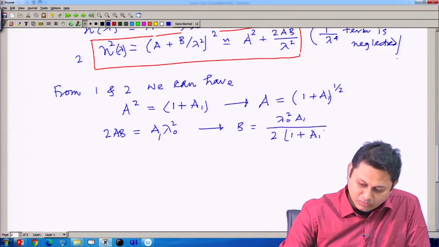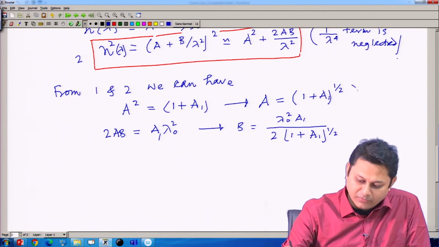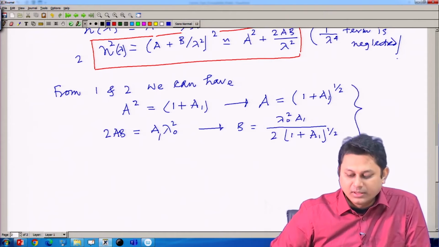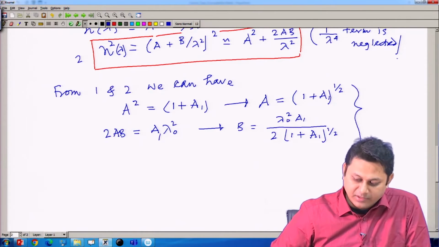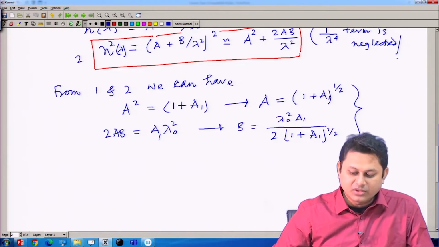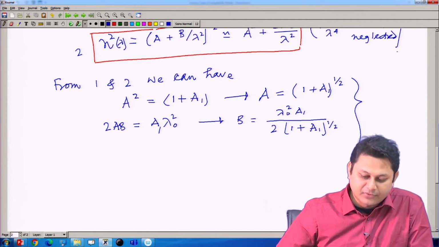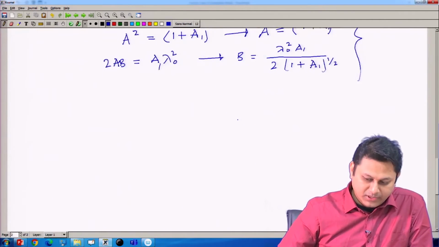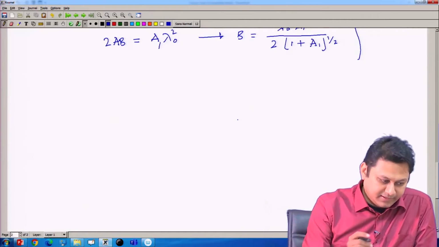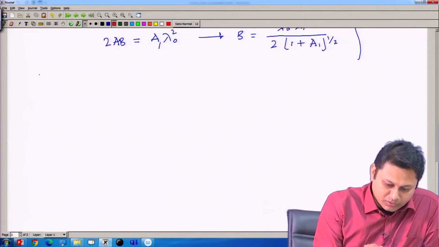So, this one. If I know the value of lambda 0 and A1, then I can correlate this lambda 0 and A1 with the Cauchy's constants A and B. So, this is a relationship between the Cauchy's constant and the constant that one can have from the Sellmeier equation. Well, after that, the next thing that we will do is find out the dispersion.